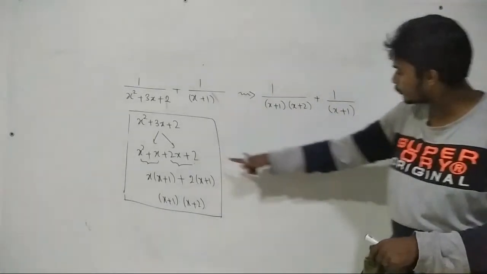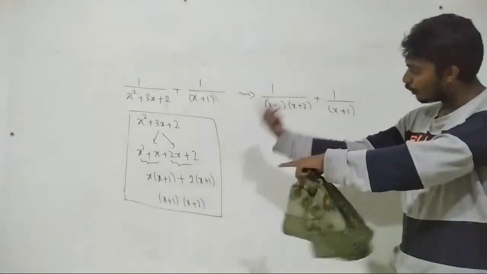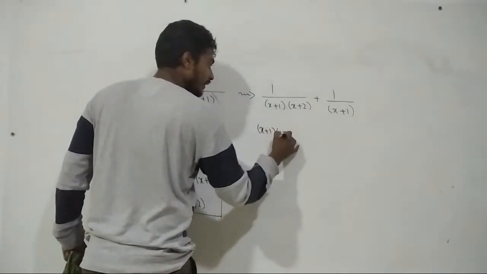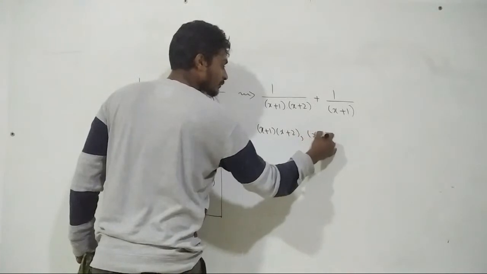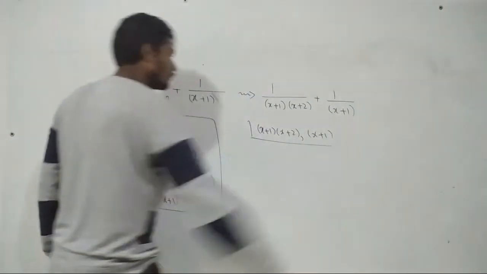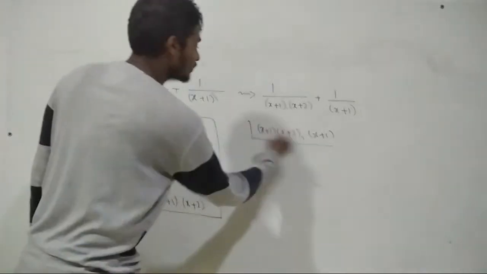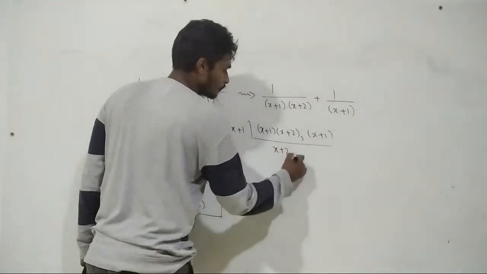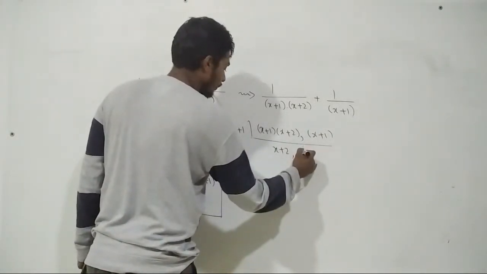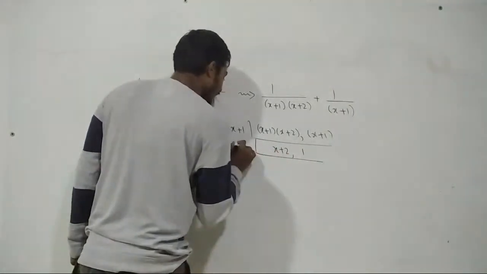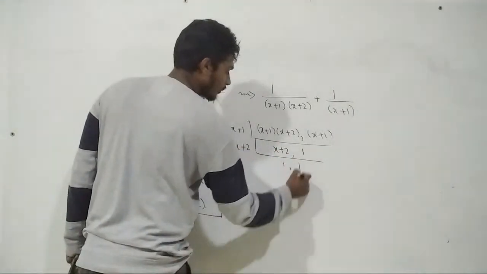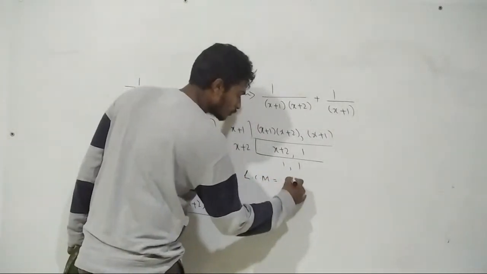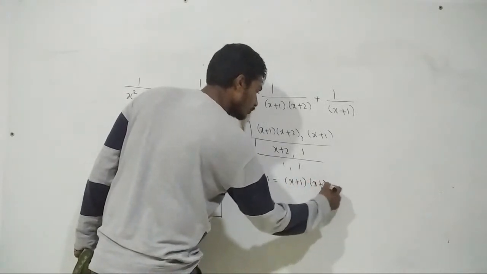Now the first step is what? Factorization. So we have done that part. Now we need to think about what? LCM. So let's think about the LCM. So you have x plus 1 into x plus 2, comma, x plus 1. Now, the first thing that you need to do is to divide this by x plus 1. So when you divide by x plus 1, you're going to have x plus 2, comma, x plus 1 divided by x plus 1 is going to be how much? 1. Now let's divide this by x plus 2. So you're going to have 1 comma 1. Now let's multiply both of them. So the LCM is going to be equal to x plus 1 into x plus 2.